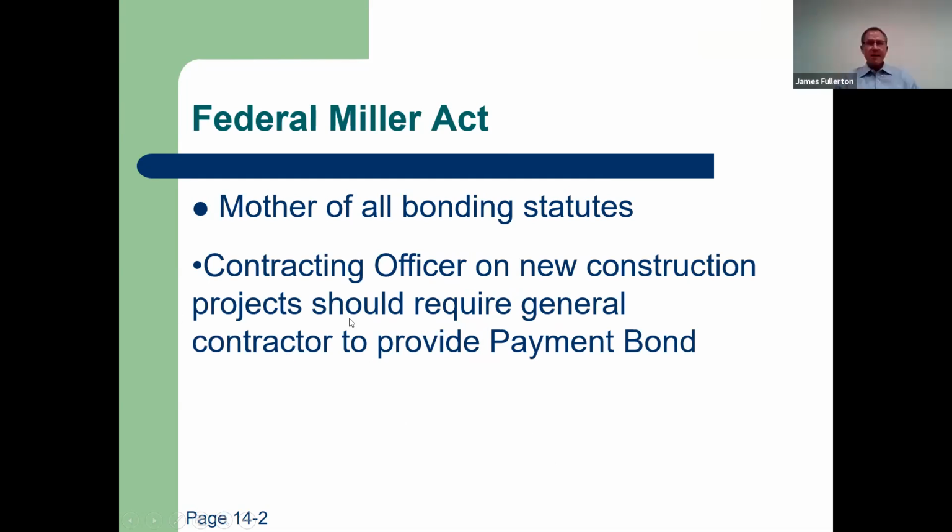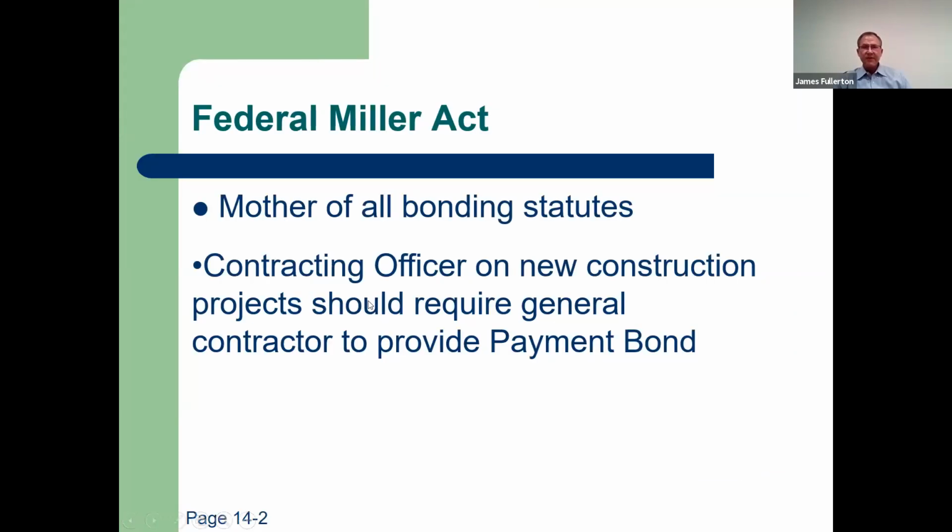Now, that's a power pack statement. There's a couple of key words in here. It is the contracting officer, that's the manager for the project, for the government, on new construction projects, as opposed to renovations, as opposed to maintenance contracts, as opposed to repairs. It has to be a new construction project, and we'll also learn that it has to be a certain size, at least $150,000 project or so. And they should require a general contractor to provide a payment bond.